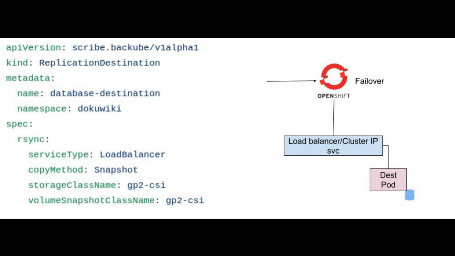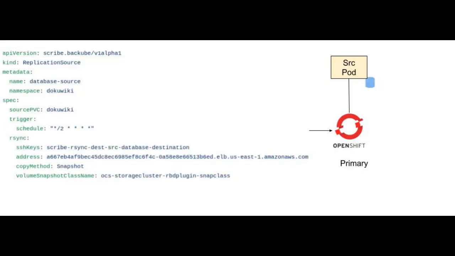We can now create the replication source object. We chose to trigger replication every 2 minutes of our docuwiki PVC. The primary cluster has multiple volume snapshot classes available, but we will choose RBD. A pod is created which is used to transfer the persistent data through the load balancer that was created by the replication destination. This is then routed to the replication destination pod.